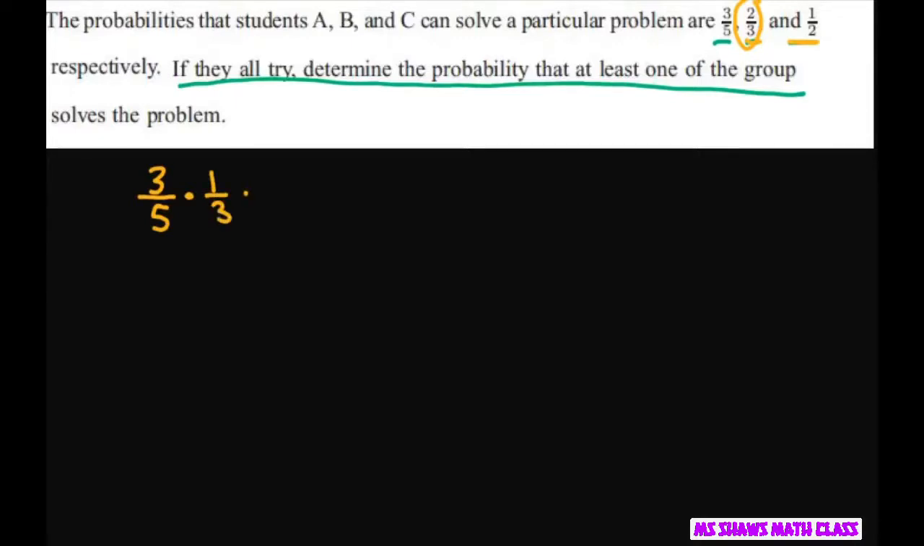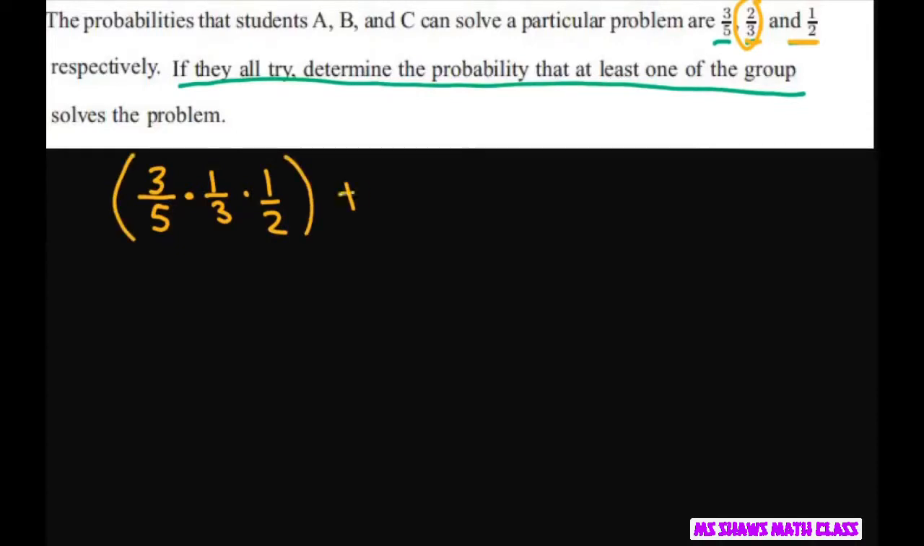All right. The probabilities that students A, B, and C can solve a particular problem are given here respectively. If they all try, determine the probability that at least one solves the problem. So the hard way to do it is, let's say at least one. So if you have at least one, let's let it be the first one. And then the other two would be the complement. So the complement of 2/3 means 1/3 that they can't solve it, and 1/2 is just 1/2. So that's at least one.